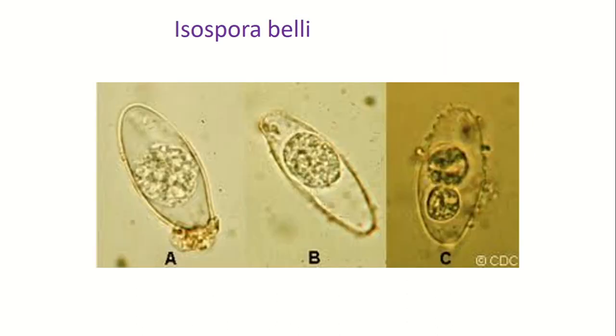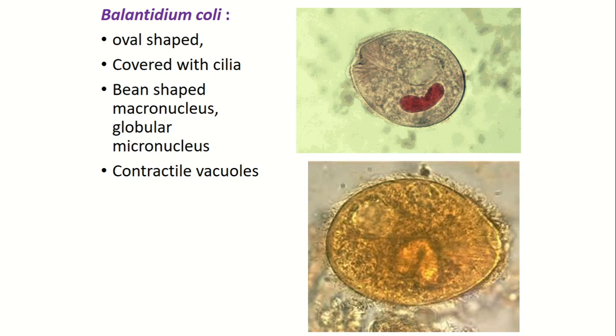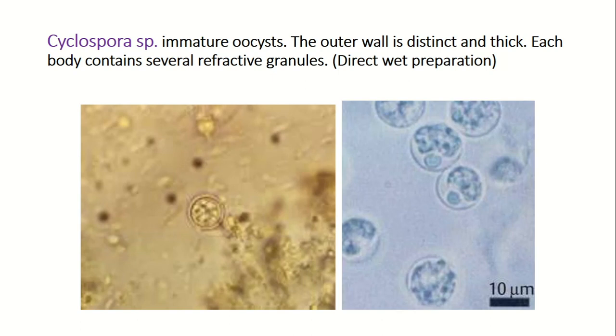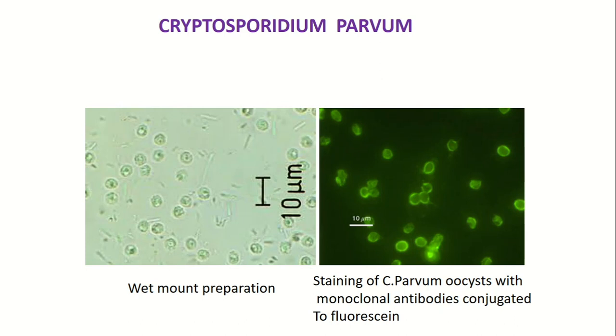Isospora belli. You can see a typical egg of Isospora belli. Now Balantidium coli, B. coli, has a bean-shaped macronucleus and globular micronucleus. Cyclospora. So these are the things you usually have to examine in your microbiology practical exam. We are just taking all the photographs one by one without discussing in detail, because all these things will be discussed separately in your parasitology in microbiology. Now Cryptosporidium parvum.